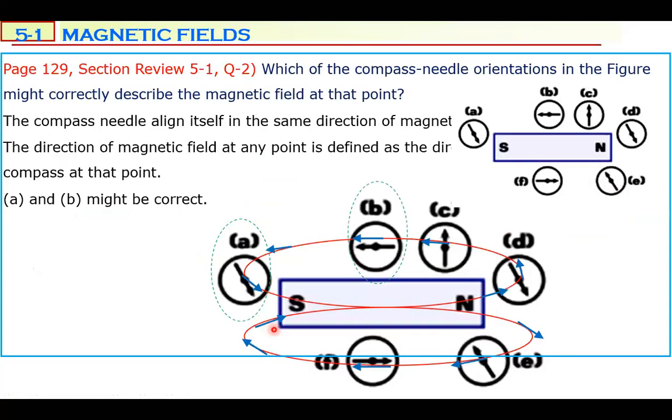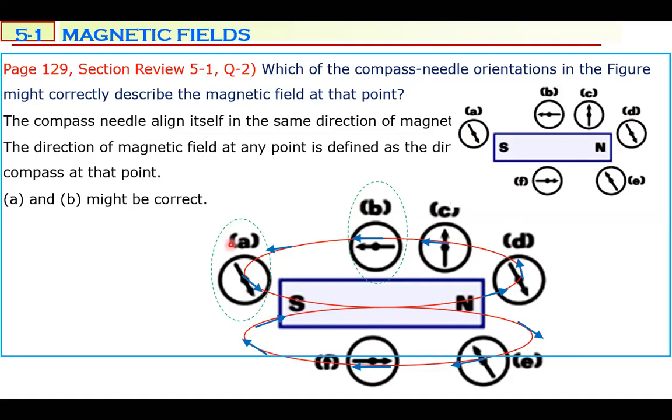And one of the sectionary questions: which of the compass needle orientations in the figure might correctly describe the magnetic field at that point? We know that magnetic field lines are leaving from N and entering S, like this one. So of course, the compass needle, which is this arrow, must point in the same direction as the magnetic field. Now, if I look at them one by one, in A, these arrows are showing almost the same direction. So A could be a possible answer.